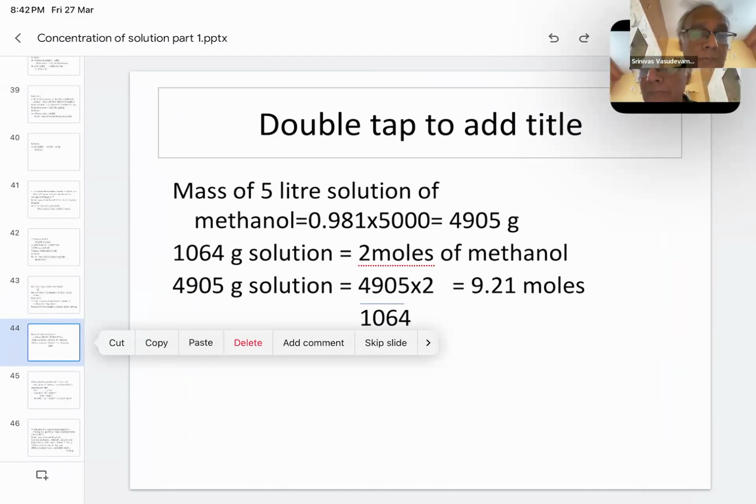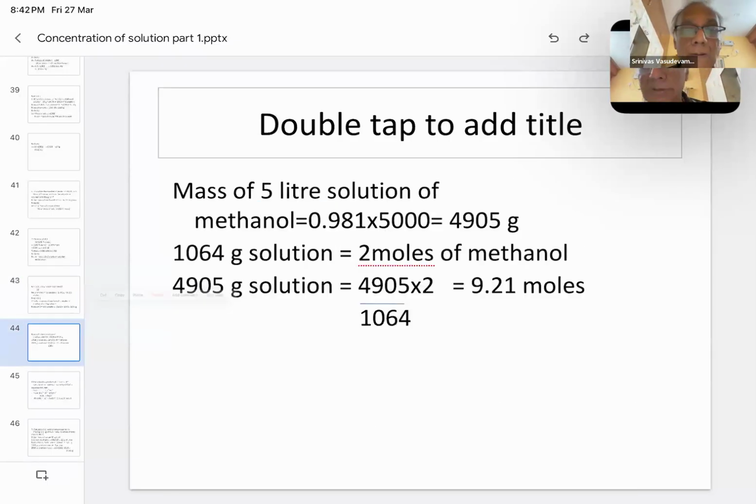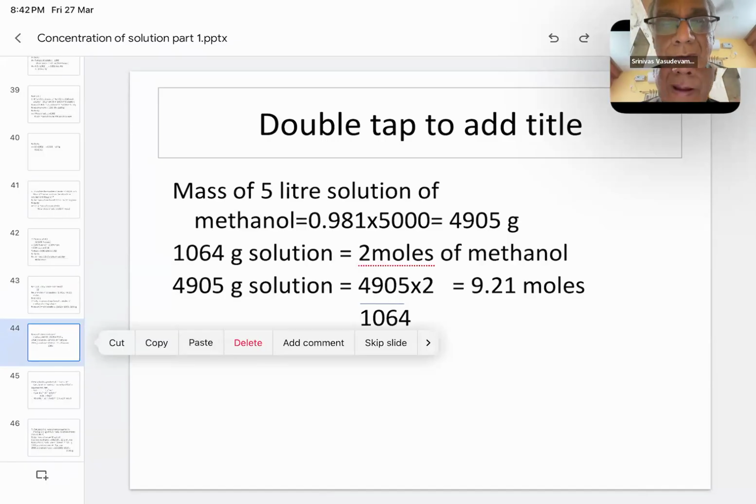Earlier we have seen 1064 grams of solution contain 2 moles of methanol. 4905 grams of solution contain how much methanol you can find out. 4905 into 2 by 1064, which is 9.21 moles here. So either way you can go for the numerical, either by using the concept or by using the formula.